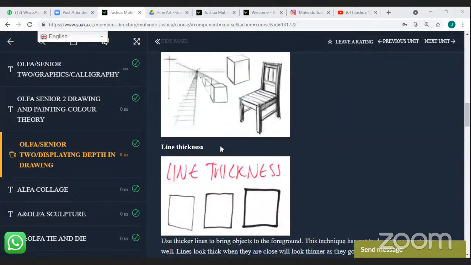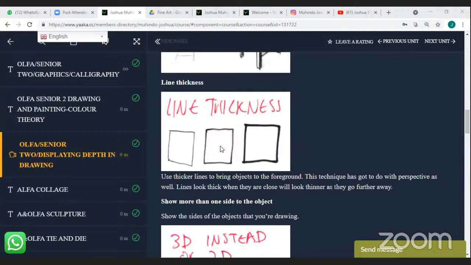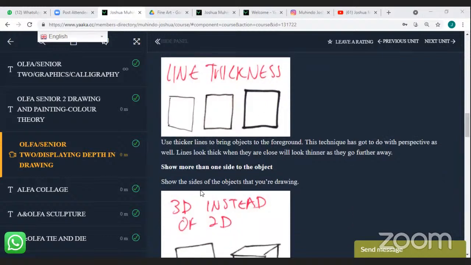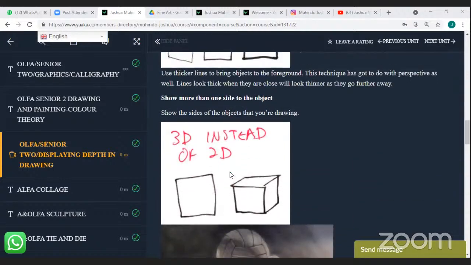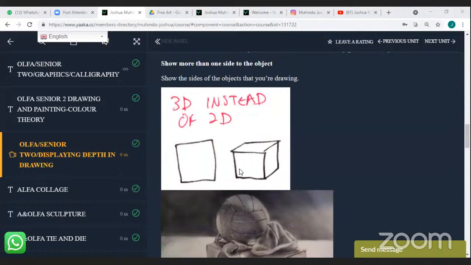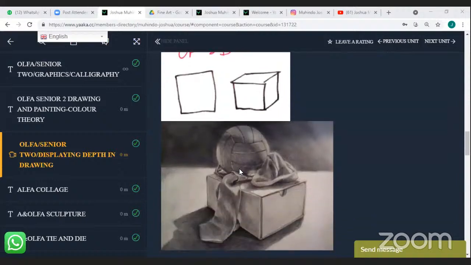More to this, basically we had talked about thickness in lines, that if you realize that an object is very close, you can give it thick lines. And for those objects that are very far, you tend to give them thin lines. And so it is very important. Shani, I would request you to read to us the show more than one side of the object. Show more than one side of the object. Show the sides of the object that you are drawing. Okay. So this is very key.